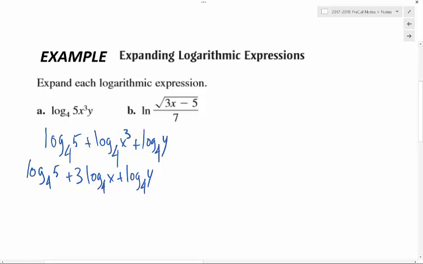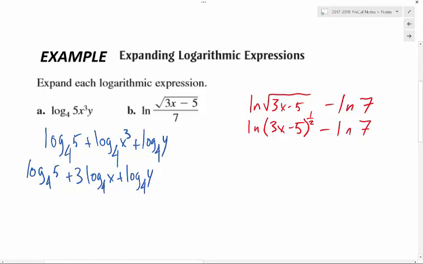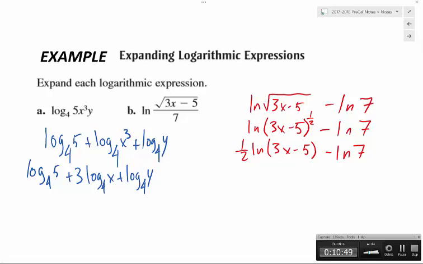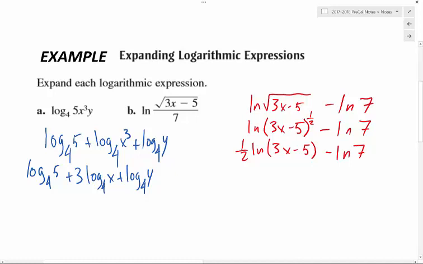Next, I've got the natural log of the square root of 3x minus 5, over 7. First, I'm going to use the quotient rule to rewrite it as the natural log of the square root of 3x minus 5 minus the natural log of 7. Okay, I've got that square root there. I need to rewrite the square root in exponential format. So I've got the natural log of the quantity 3x minus 5 to the 1/2 power minus the natural log of 7. I've got an exponent, so I'm going to roll it off the log. I get 1/2 the natural log of 3x minus 5 minus the natural log of 7. And that's about as much as I can do. I can't really do anything more beyond that.